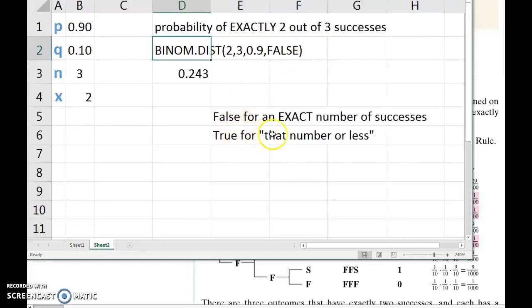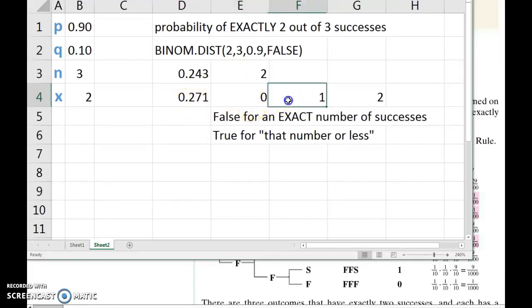You use true for that number or less. So watch how it changes. Binom.dist, 2 out of 3, .9, true. The probability is a little higher now because now this is calculating the probability of either 0 people successful, 1, or 2. That number that we enter, 2, or anything less than that. Here when we put false, it just gave us only the probability of 2 out of 3 being successful.